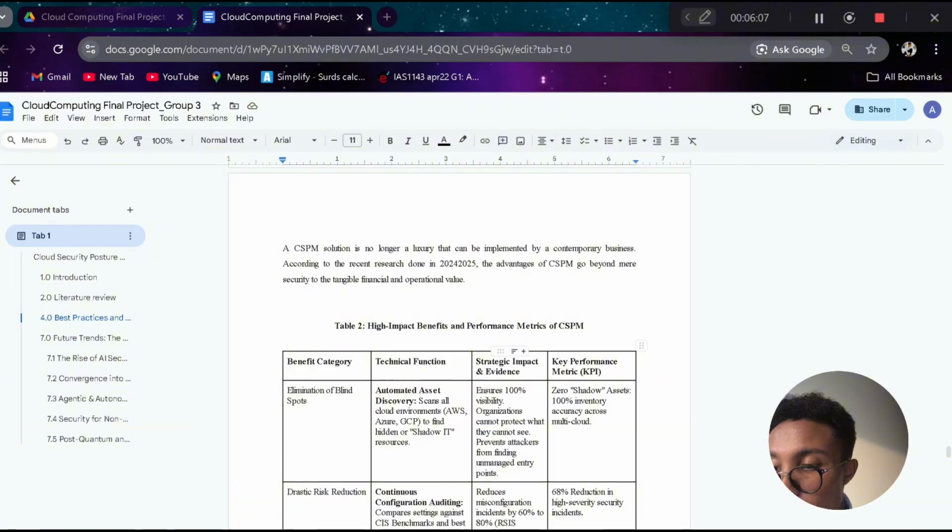Now the benefits of CSPM. First, CSPM gives full visibility of all cloud resources. Second, it helps reduce security risks by continuously checking cloud settings. Third, CSPM allows faster detection and response to security issues. Fourth, it helps organizations save money by preventing costly data breaches.